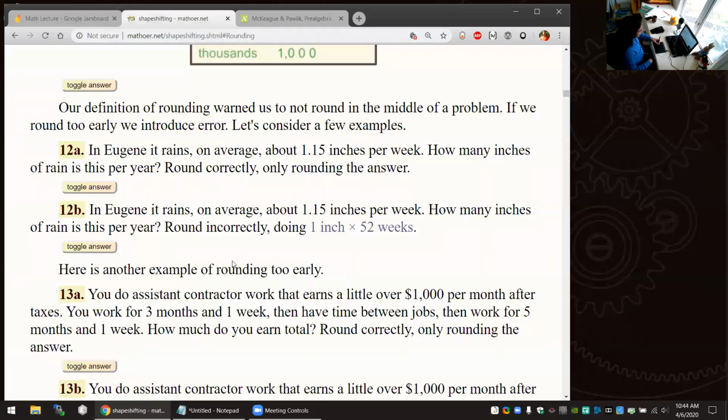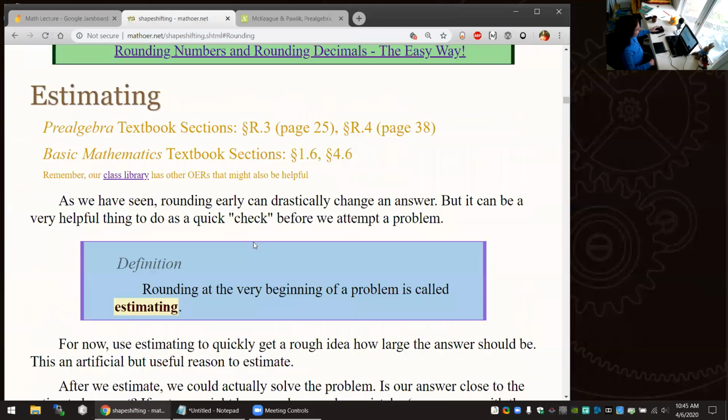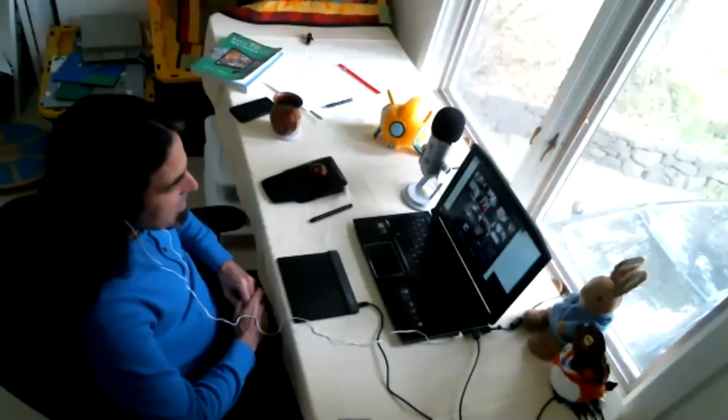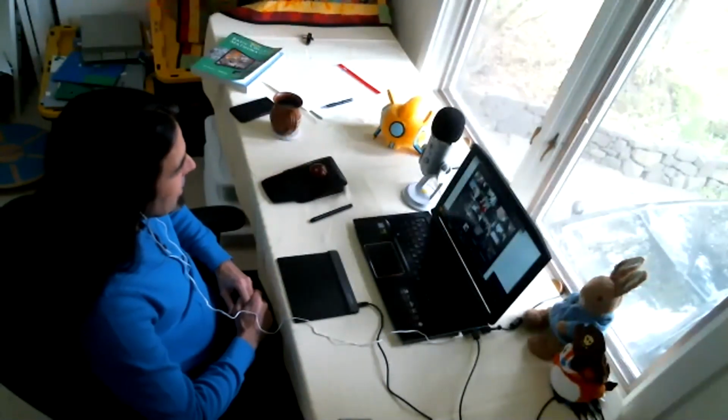But I want to point that out because your textbook and probably other math classes have asked you to estimate, to round a problem at the beginning. So rounding at the beginning is estimating. So why would we do that if it breaks our problem? Somebody chime in. Why would we ever estimate?